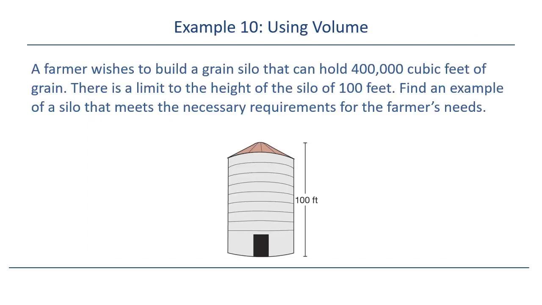Okay, with all those in mind, we can now find volumes and surface areas of all sorts of ordinary everyday shapes, like a grain silo. It can hold 400,000 cubic feet of grain. There is a limit to the height of the silo of 100 feet. Find an example of a silo that meets the necessary requirements for the farmer's needs.